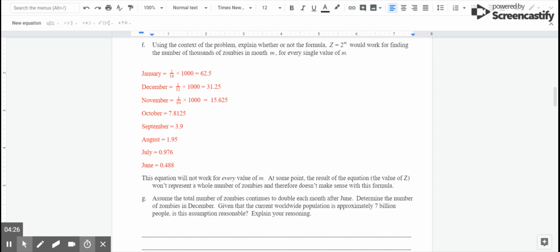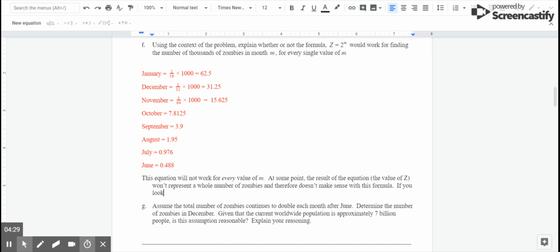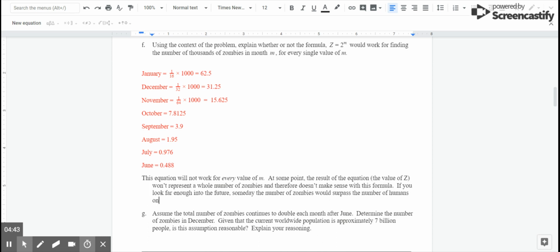At the same time, if you think about the future, you look far enough into the future, someday the number of zombies would surpass the number of humans on the planet. This would also be impossible.